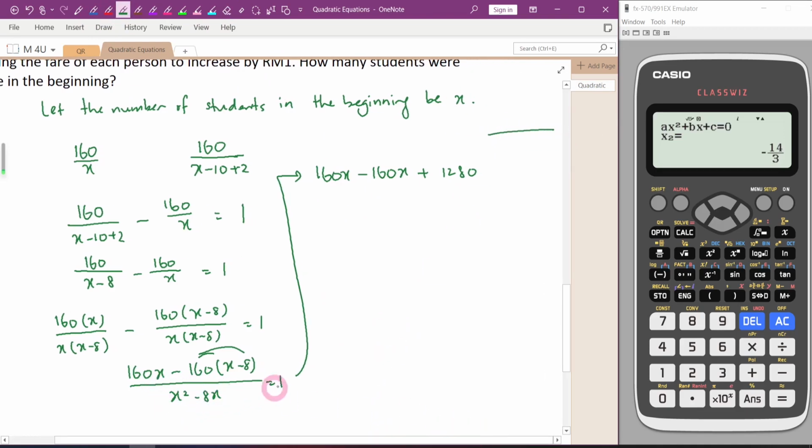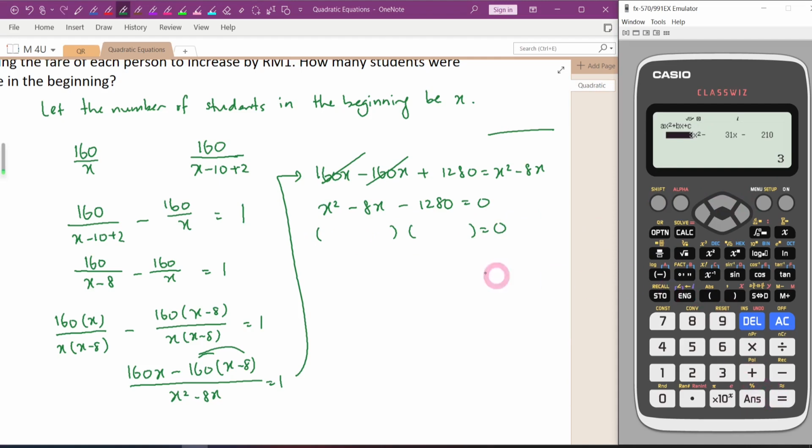And this whole thing I'm going to bring up here, x squared minus 8x. Okay, these two actually cancel out. x squared minus 8x minus 1280 is equal to 0. Since the number is quite big, I'm going to use my calculator to help me get the answer. 1, negative 8, negative 1280.